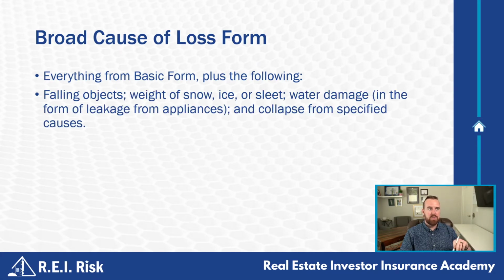So with broad form, you get everything from basic form, everything we just talked about, plus you also get the following. Falling objects, which if you're in a wooded area is very important. The weight of snow, ice, or sleet, if you're in a northern climate that tends to have lots of freeze events, very important. And water damage, specifically in the form of appliance leakage, and also collapse of a structure from specified causes, which is other things here in broad form and basic form. So this is what you get with broad form. It's on top of everything from basic form. So broad is better than basic, but it's not nearly as good as special.